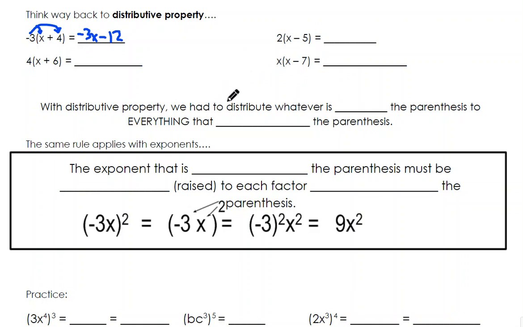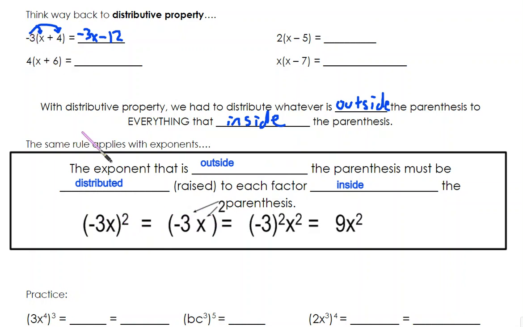So with distributive property, we had to distribute whatever was on the outside to everything that was on the inside, right? And with exponents, when you have a power to a power, you can have the exact same thing. So if you ever have an exponent like this one, on the outside of parentheses, it's got to go to everything on the inside. Just like how we did distributive property, right?